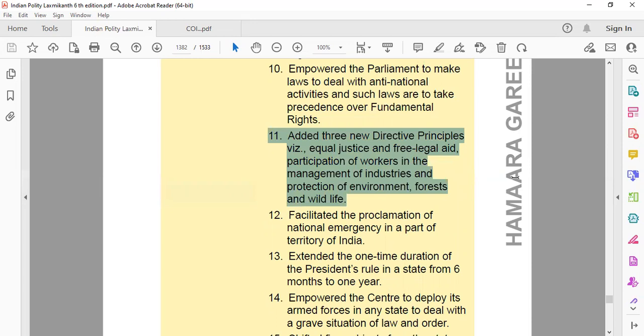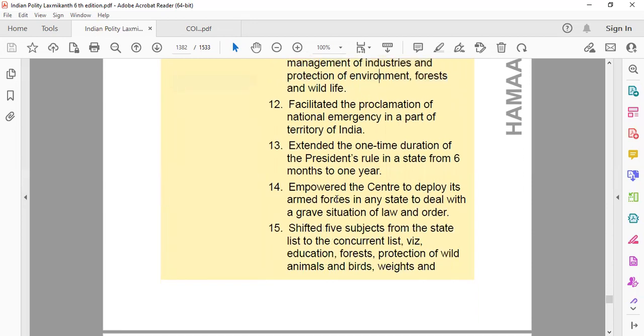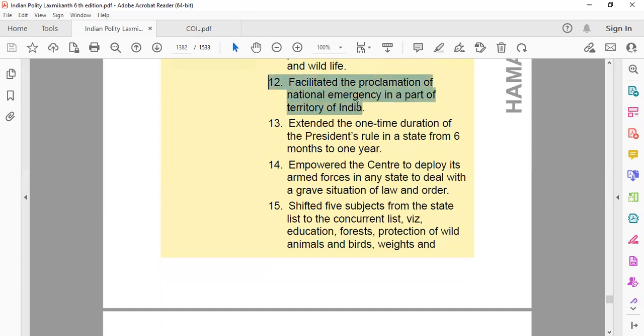participation of workers in the management of industries, and protection of environment, forest and wildlife. Facilitated the proclamation of national emergency in part of the territory of India. Extended the one-time duration of President's rule in a state from 6 months to 1 year.